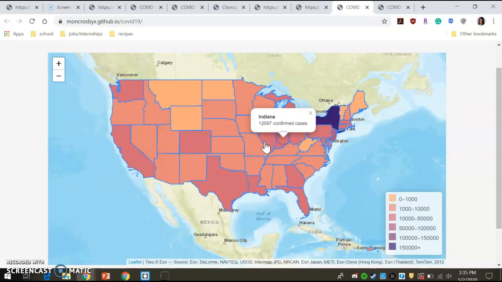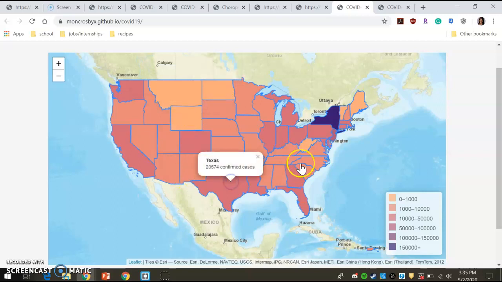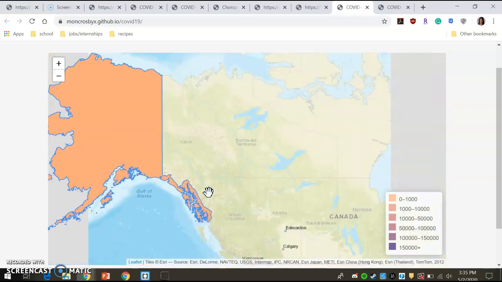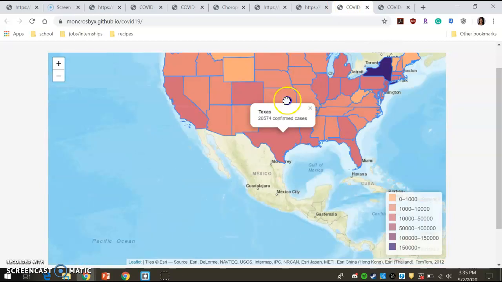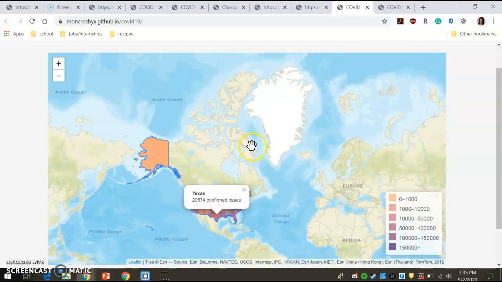And then as you click on different states throughout the US, a pop-up will appear with the state name and confirmed cases. And you can see that Wyoming actually had the lowest number of cases. So this is really interesting, and you can drag and you can zoom in and zoom out, and it shows you Alaska and Hawaii. So super interesting.